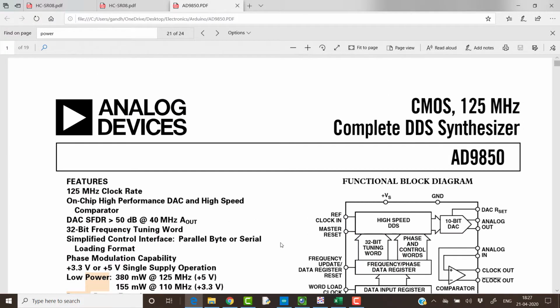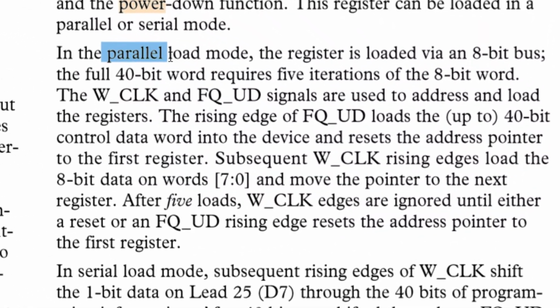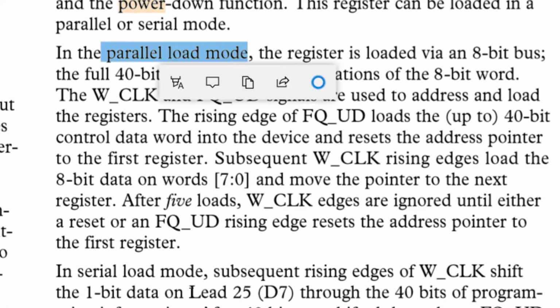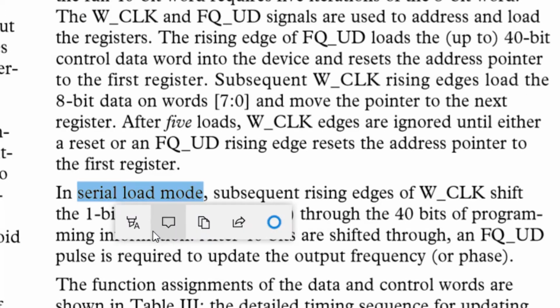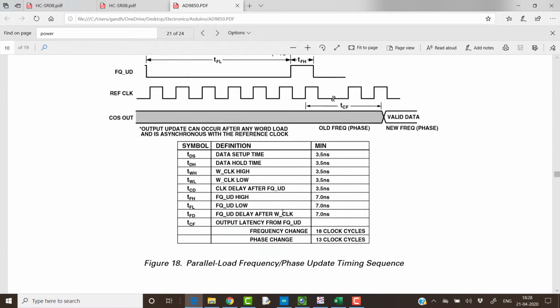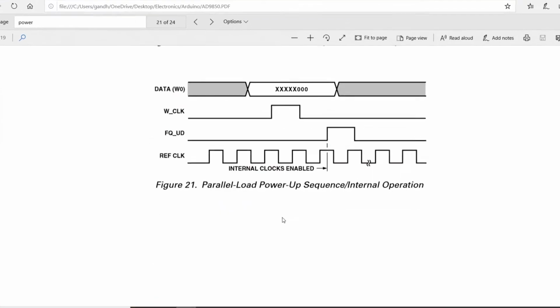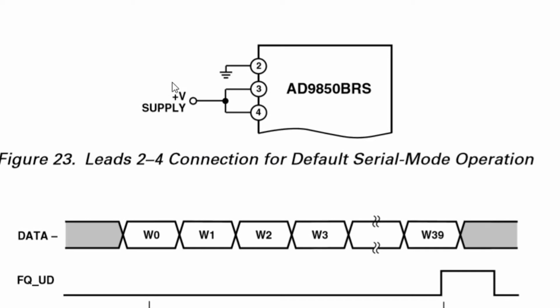This is the datasheet of the chip AD9850. It is a complete DDS synthesizer. This board can be interfaced with the microcontroller either in the parallel mode or in the serial mode. So you can load the data serially or parallelly as per your choice. And by default, if you want to go into the serial mode, then you have to make this arrangement.